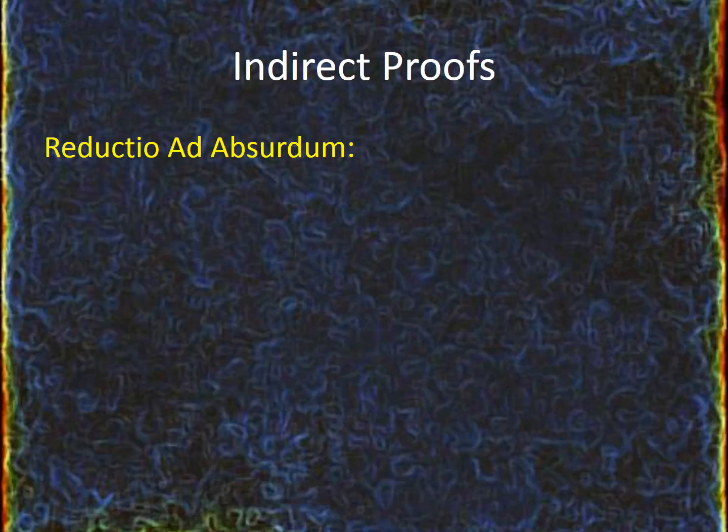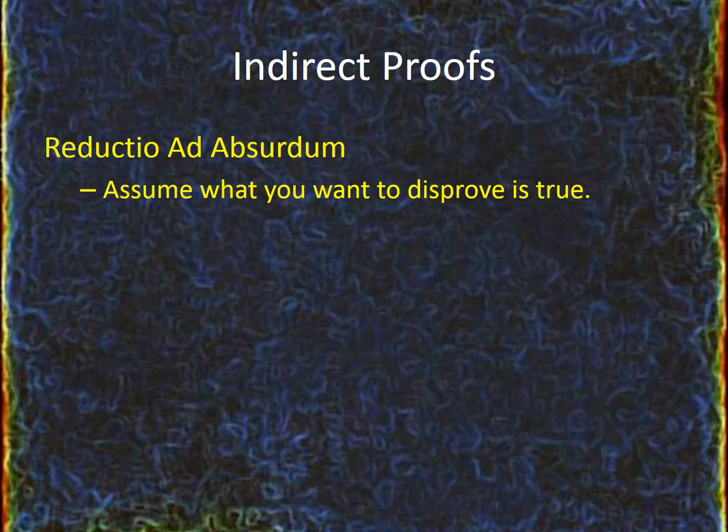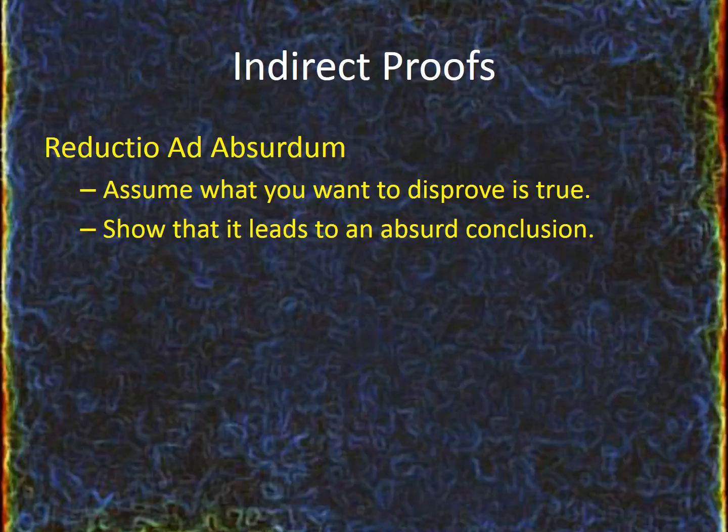So first up we're going to be talking about indirect proofs, or what's called a reductio ad absurdum. In a reductio, what you do is you assume just the opposite of what it is you want to prove true. So you assume that what you want to disprove is true. Then you show that if it is true, it leads to some sort of absurd conclusion.